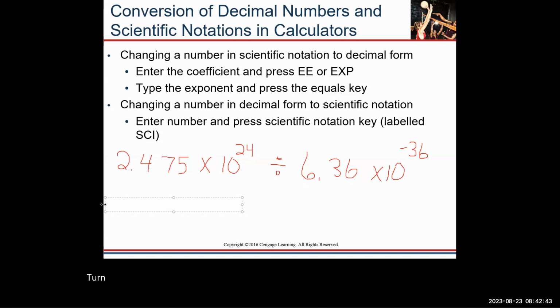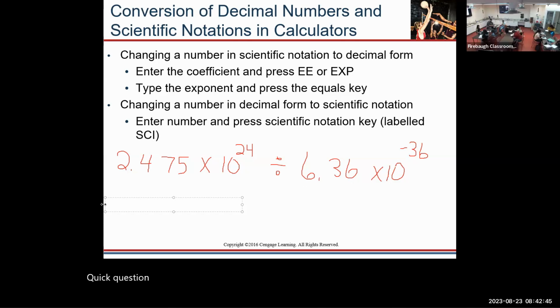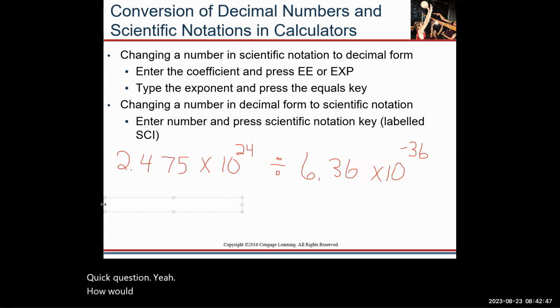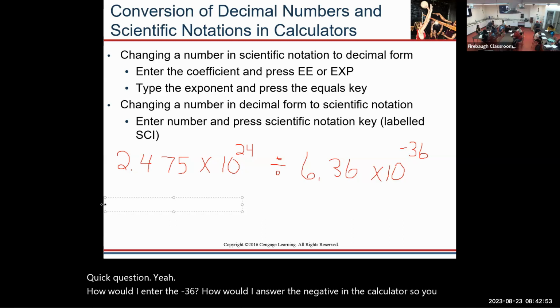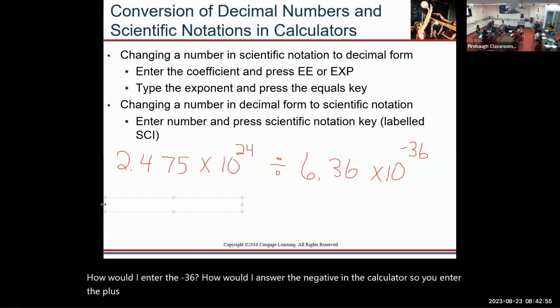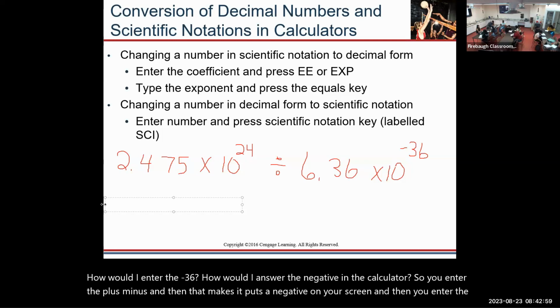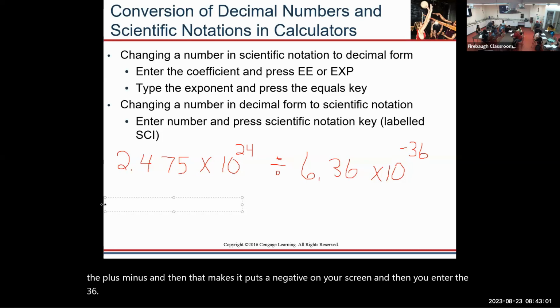Quick question. How would I enter the negative 36? How would I enter the negative in the calculator? So you enter the plus minus, and then that puts a negative on your screen, and then you enter the 36. Okay, thank you.